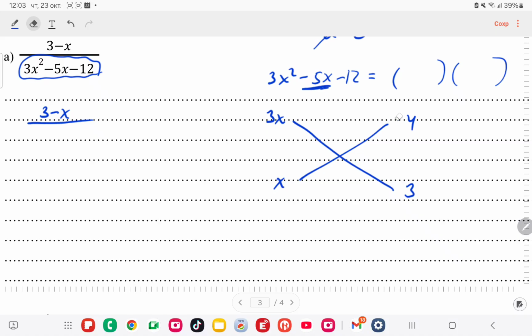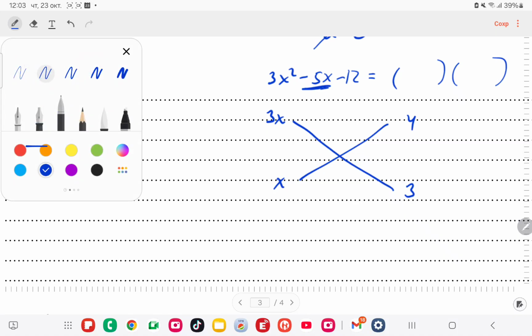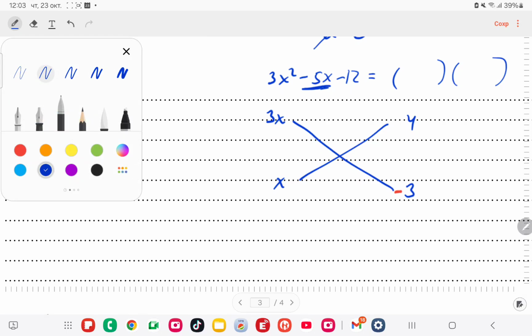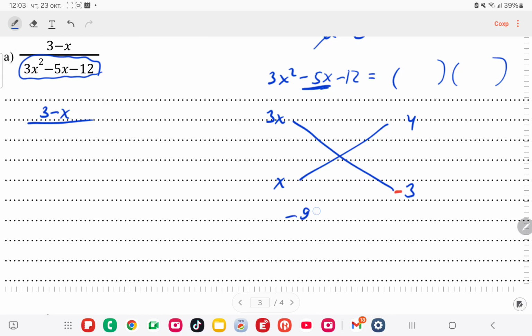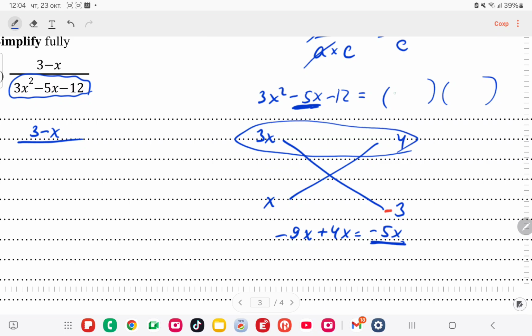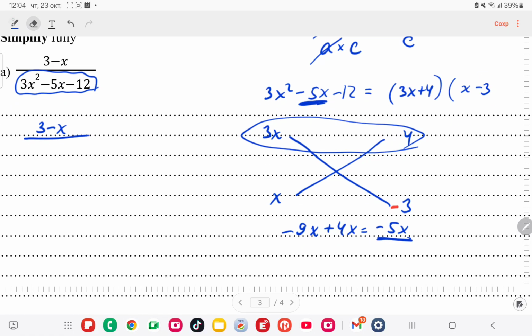I mean, maybe we will change the sign. So let's put minus here. Okay, now let's try this way. So it will be negative 9x plus 4x. It is negative 5x. Okay, now it matches, you see. It means that our factors are 3x plus 4 and x minus 3.